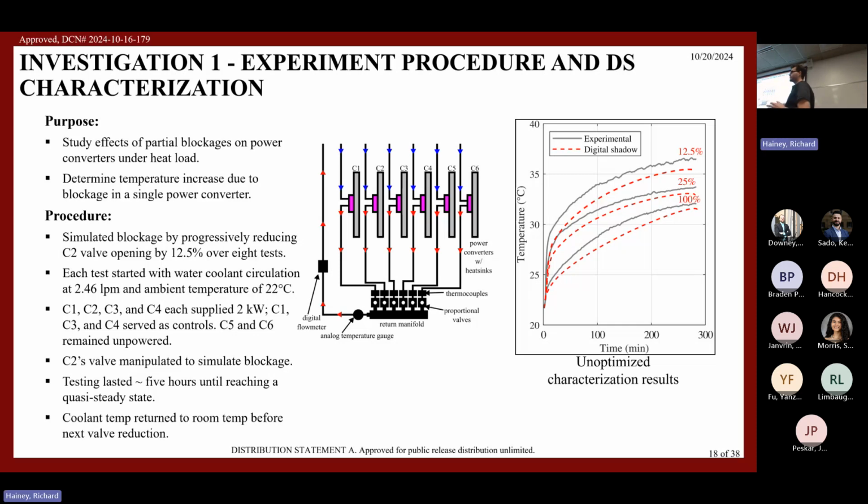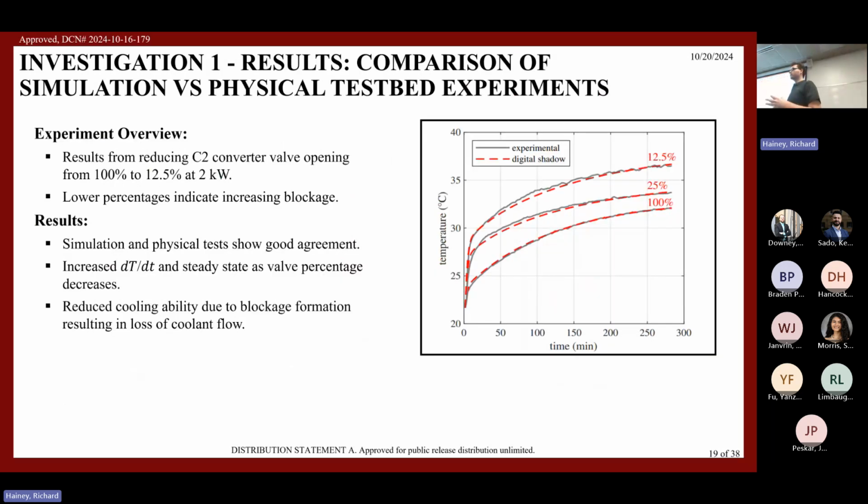We would continuously do this for each test, and I have 3 of the tests up there, so 100, 25, 12.5, just so you don't get overloaded from that information. But at the moment, the results are inaccurate. However, once we performed characterization calibration of the model, changing parameters within the simulation until it matched the physical system, it produced better results.